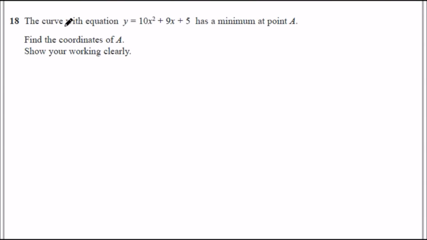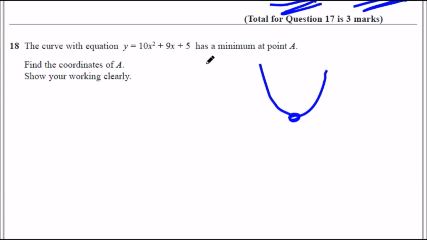18. The curve of equation, this or another quadratic, has a minimum point at A. Okay, so when you draw an imaginary curve, this is the minimum coordinate here. Find the coordinates of A. Show your working clearly. The cool thing is that to find the minimum, you could differentiate to find the so-called turning point. Remember, this is a turning point, and differentiation lets us find it. Okay, that's one way to do it. So let's have a go.